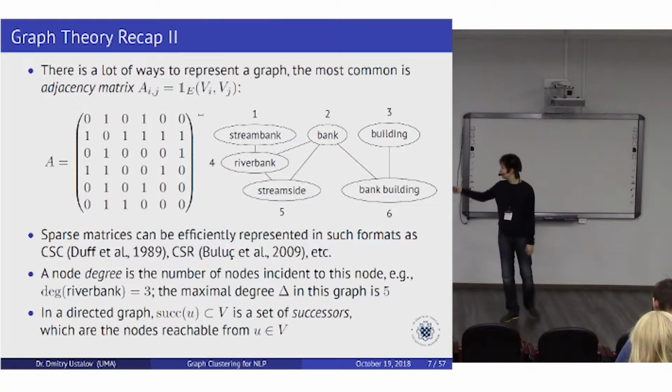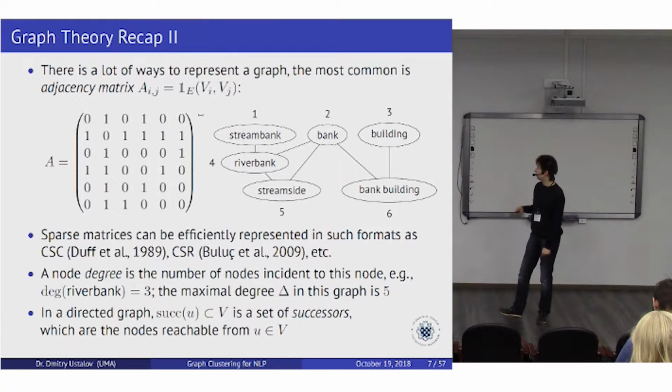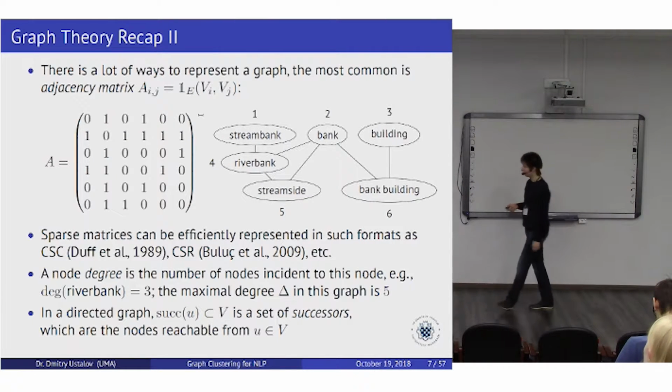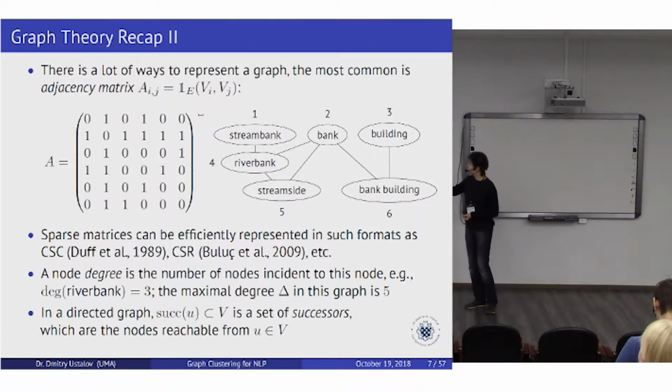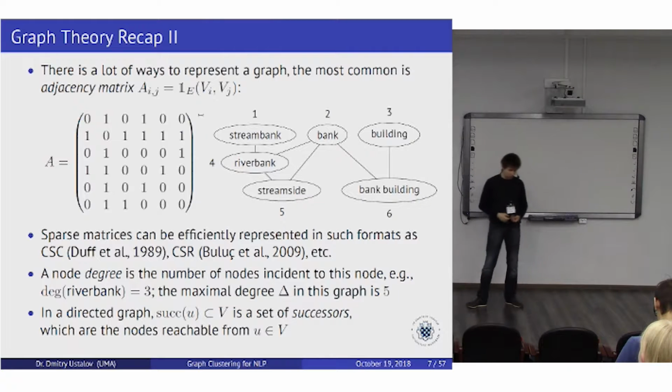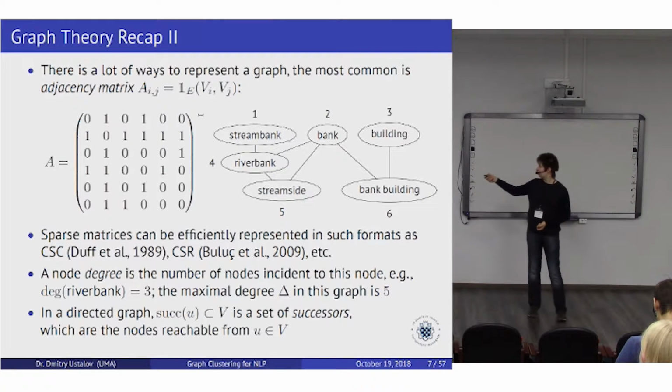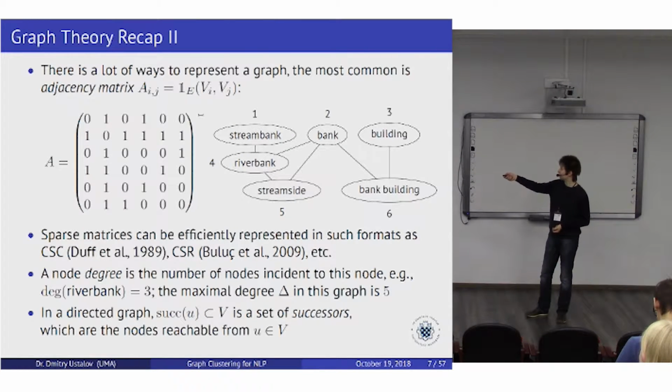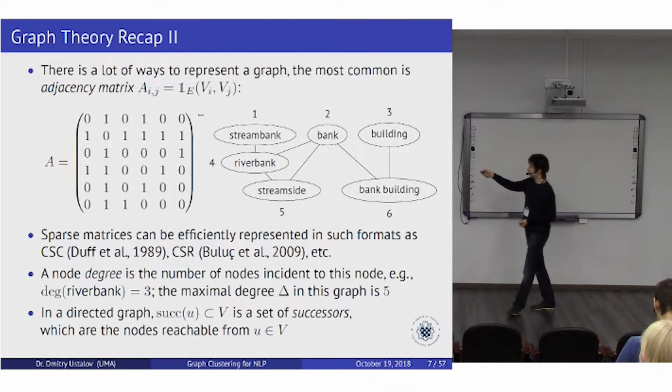It's not the only approach to represent a graph, because since these matrices tend to be sparse, because you have a lot of zeros, it's very computationally expensive, memory expensive in particular, to keep all those zeros in memory.